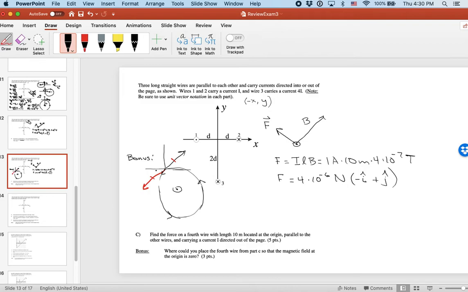See if I can find my notes on this. I'm sure this would give you partial credit. Oh, there we go.